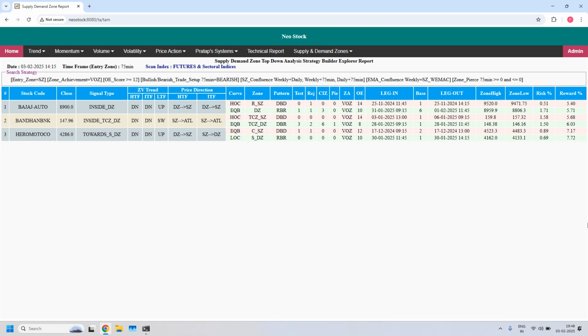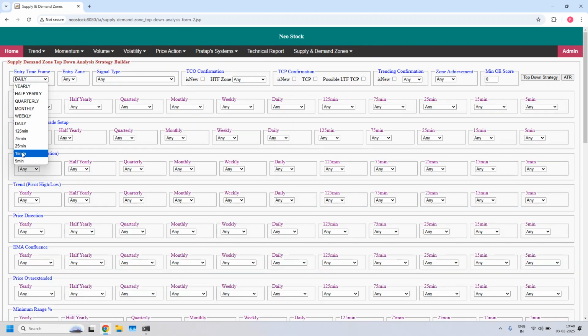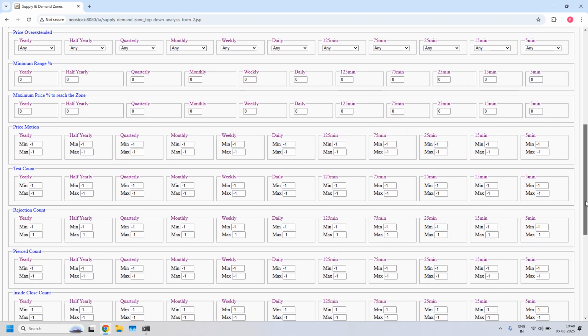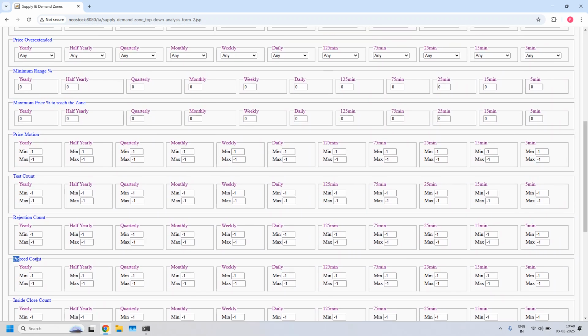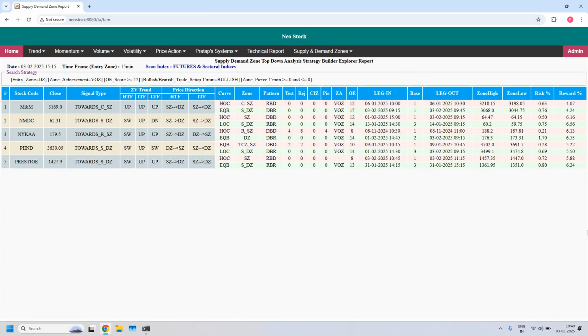Next, we will generate bullish and bearish trade setups for daily income trade. Daily income trade entry time frame is 15 minutes, entry zone, demand zone in bullish or bearish trade setup. At 15 minutes time frame, I am selecting bullish, and 15 minutes demand zone should not be pierced. So in the pierced count parameter at 15 minutes time frame, I am setting minimum value 0, maximum value 0, zone achievement violated, opposing zone minimum odd and hands score 12. All 3 filters are applied to 15 minutes demand zone. Now we got 5 stocks.